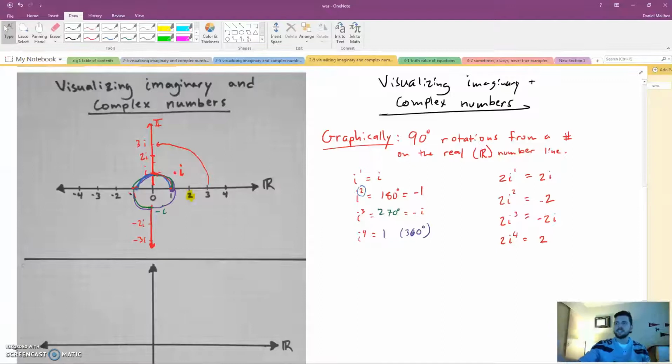Okay, we're back. Check your work over here. Is this what you got? And does it match up with what you had on your graph as well? If it did, you're good. Okay, we know a lot about imaginary numbers. We're going to extend that now.